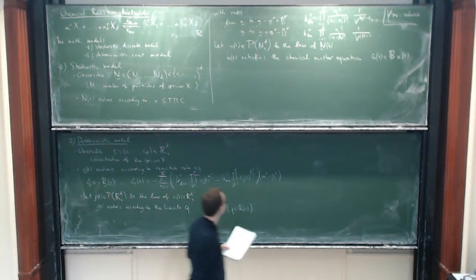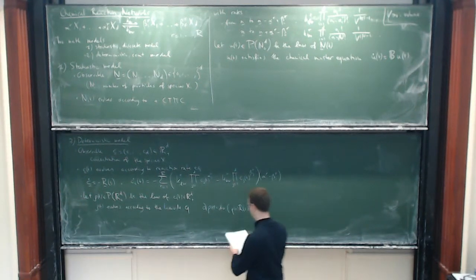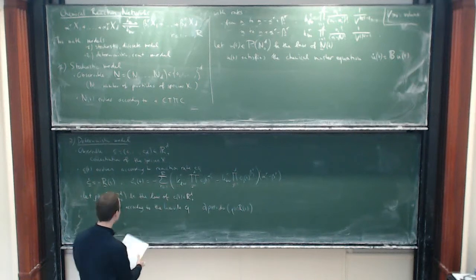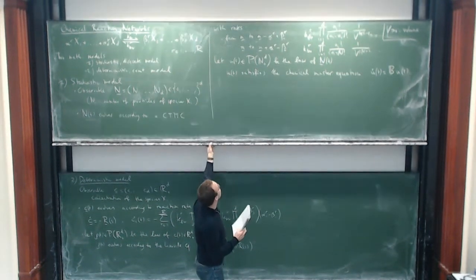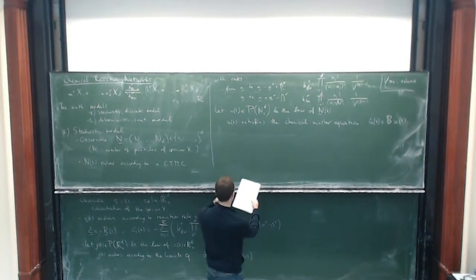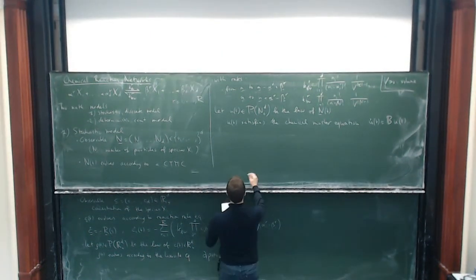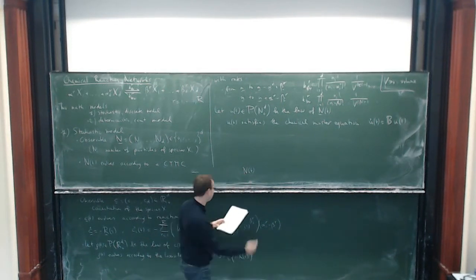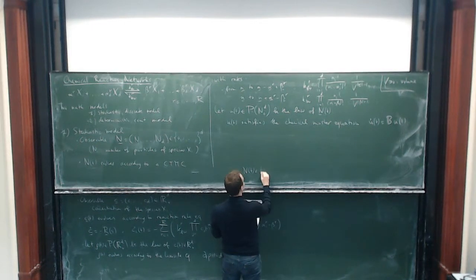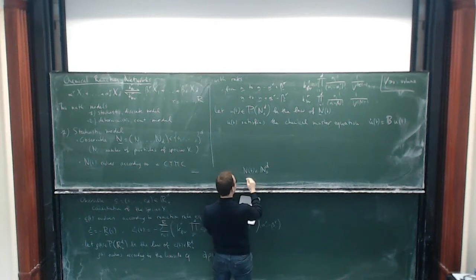Okay, so maybe let me draw a diagram, because we now have a bunch of different variables. We started with this continuous time Markov chain, where we counted the number of particles. So this was a number on my lattice, which evolves according to this continuous time Markov chain.